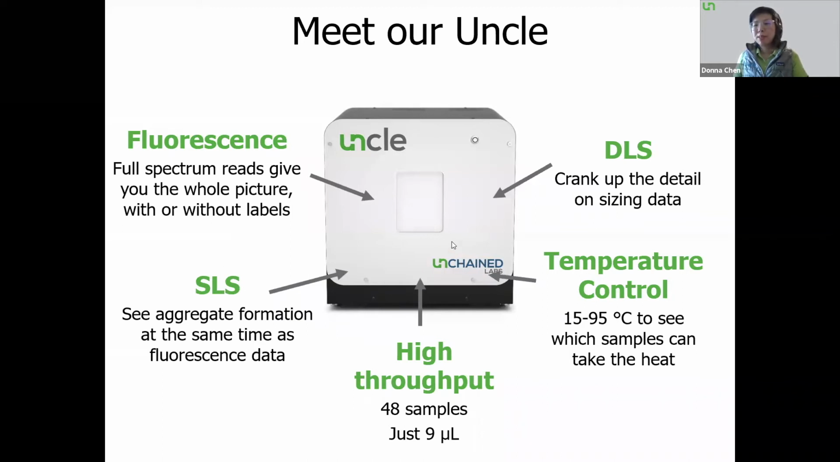And besides these detection methods, UNCLE also has thermal control capability that lets you interrogate your sample over a temperature range, starting from 15 all the way to 95 degrees Celsius. And all it takes is 9 microliters of sample to get the stability data.